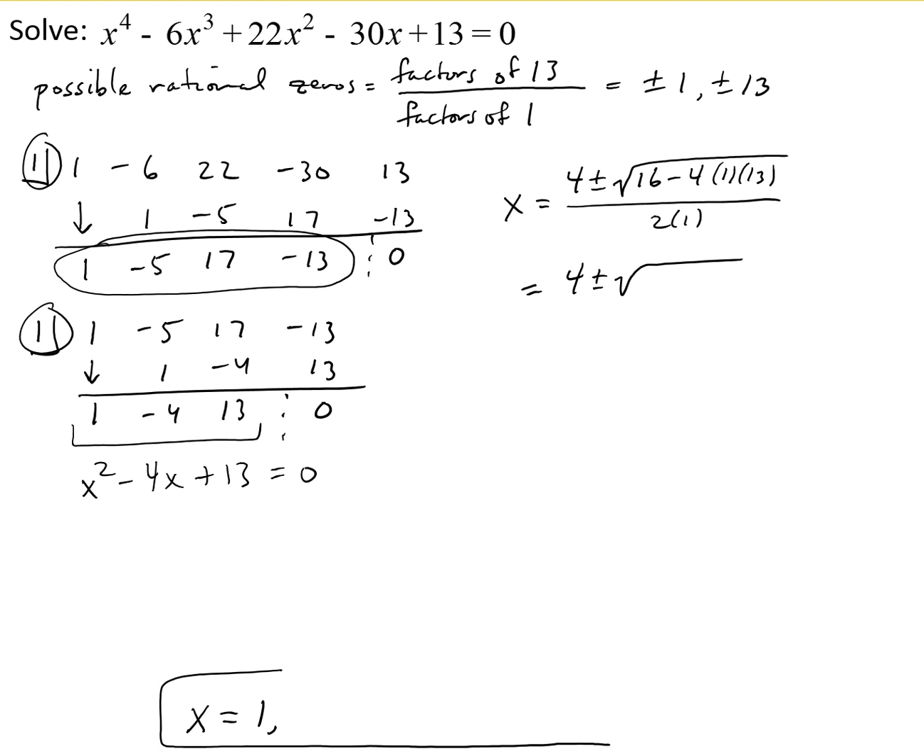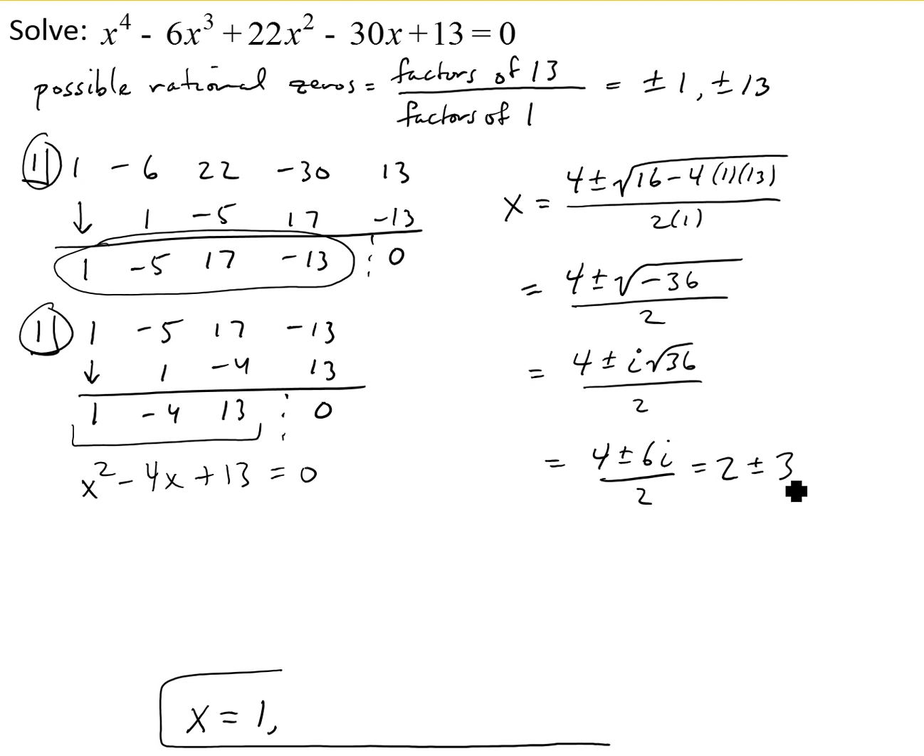So inside that square root there we get 16 minus 52, so that's a negative 36. And the square root of a negative we need to rewrite in terms of i. And then square root of 36, that's 6, so we have 4 plus or minus 6i over 2. So I can divide each of those two terms up top by 2 and get 4 divided by 2, that's 2, plus or minus 6i divided by 2 would be 3i. So there's our other 2 solutions there. It would be 2 plus 3i and 2 minus 3i.